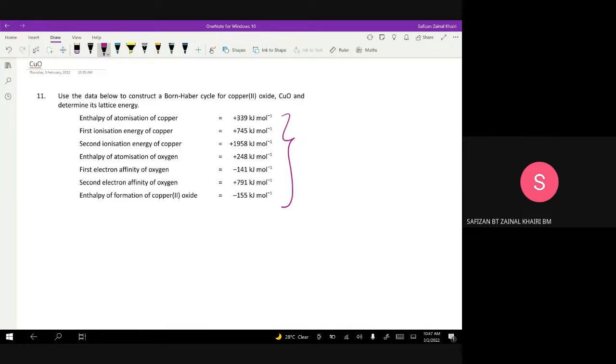Okay, you have enthalpy of atomization of copper, first ionization energy of copper, second ionization energy of copper, enthalpy of atomization of oxygen, first electron affinity of oxygen, second electron affinity of oxygen, and lastly enthalpy of formation of copper oxide. Okay, means that our ionic compound is copper oxide. The formula is CuO. Okay, to construct bond Haber cycle, it has two types.